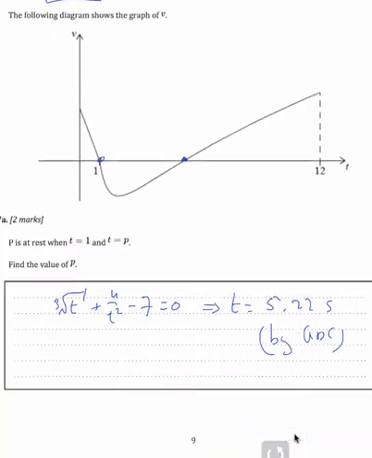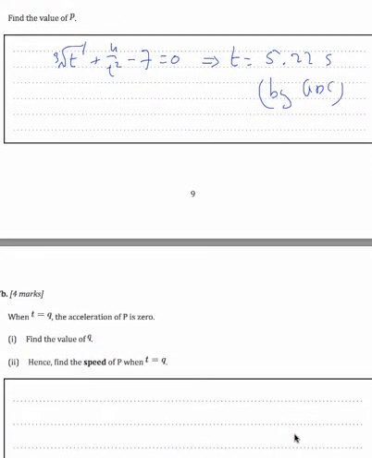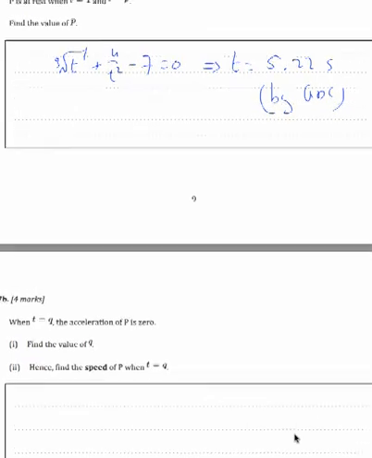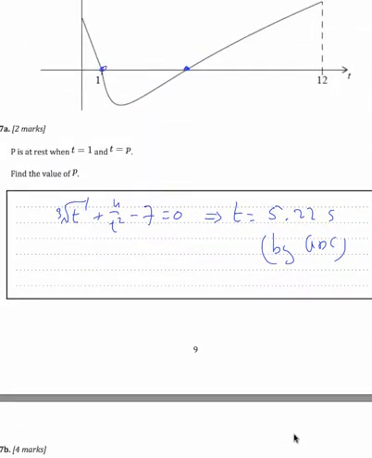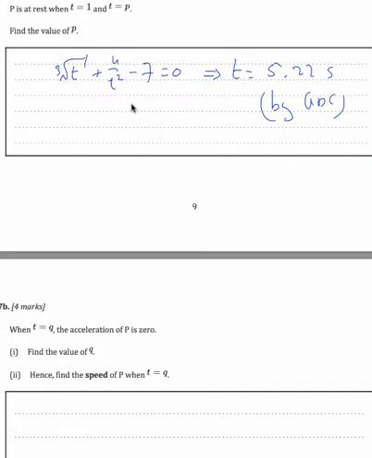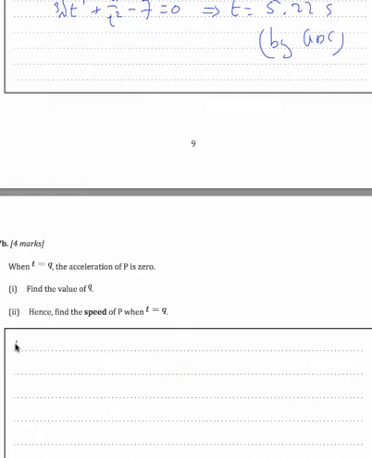All right, what do I need to do with this? Find when t is q, the acceleration of P is 0. Find the value of q. Well, acceleration is 0. That means the derivative of v is 0. So basically, find the stationary point.